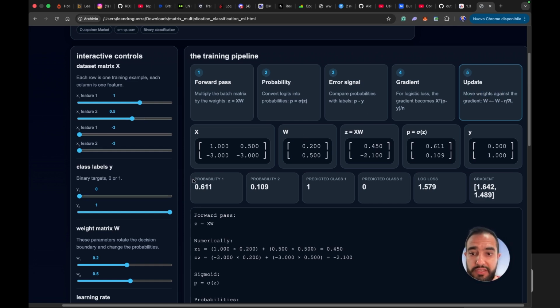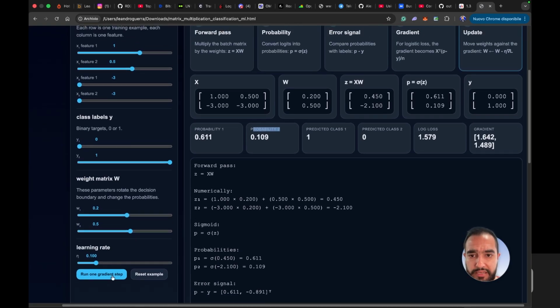So pay attention to these numbers over here, probability 1 and probability 2. I will run another gradient step. You see that after the step, we are getting down in probability 1 because our target is to get as close as possible to 0. And probability 2 is increasing because we want to achieve as close as possible to 1. So each time I press the button, this is the learning. This is what, of course, is automatically done once you program a learning algorithm in this case.